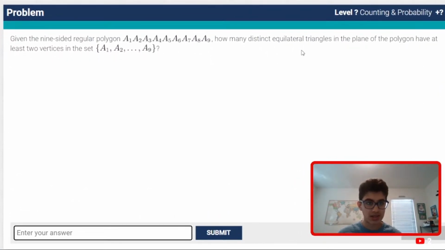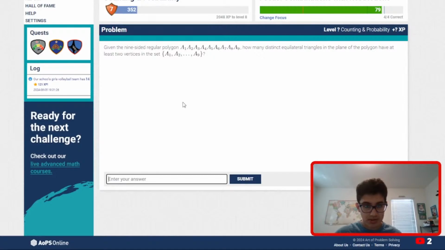Okay, given the nine-sided regular polygon, so it's just a regular nonagon. How many distinct equilateral triangles in the plane of the polygon have at least two vertices in this set? Okay, wait, this is weird, but basically we can choose any two. Distinct equilateral triangles. That's just how many possible different lengths can you have, right?